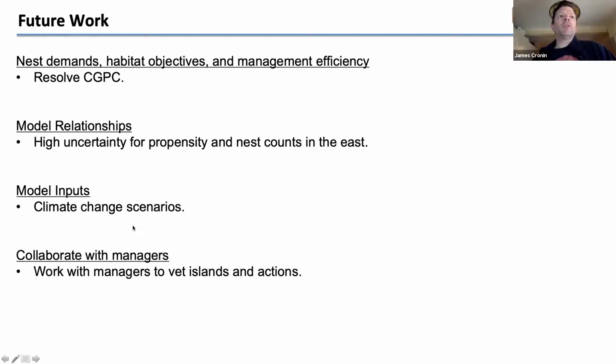In terms of the model inputs, we haven't gone through and run climate change scenarios. So obviously we'd like to be able to feed in, say, new land cover and generate outputs for future climate change scenarios. And of course, we'd like to collaborate more intimately with managers. I showed you in our modeling workflow those 6 panels about how we develop it. Basically that's getting us to a tool where we can run these simulations and see if we can actually solve some problems achieving those habitat and population objectives. But I think we need to work more closely with managers to vet those islands and the actions within those BPUs. That could also be helpful for resolving this Central Gulf and Florida Panhandle coast.